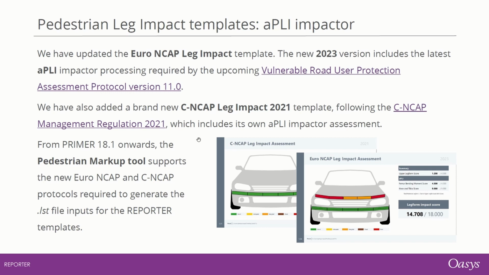We've also got the Pedestrian Leg Impact templates, using the Apply Impactor, which has been included from the 2023 version of the Euro NCAP, and that uses, again, the Vulnerable Road User Protection Assessment Protocol version 11. And then there's a new C-NCAP Leg Impact 2021 template, which follows the China NCAP Management Regulations of 2021, and this also includes Apply Impactor assessments. And just as with the pedestrian heads, the markup tool has been updated to generate the required LST file for the analyses and for post-processing as an input to Reporter.